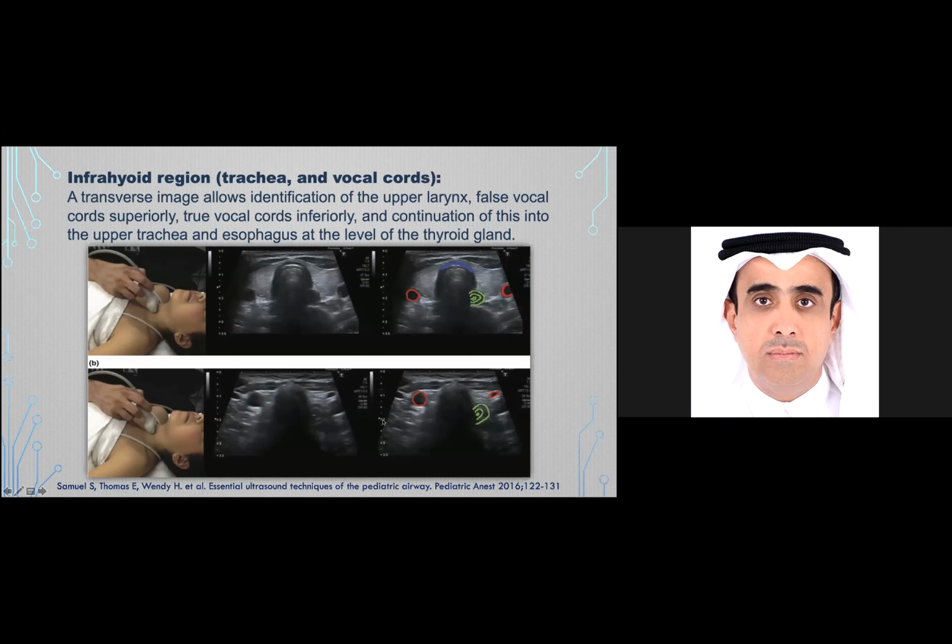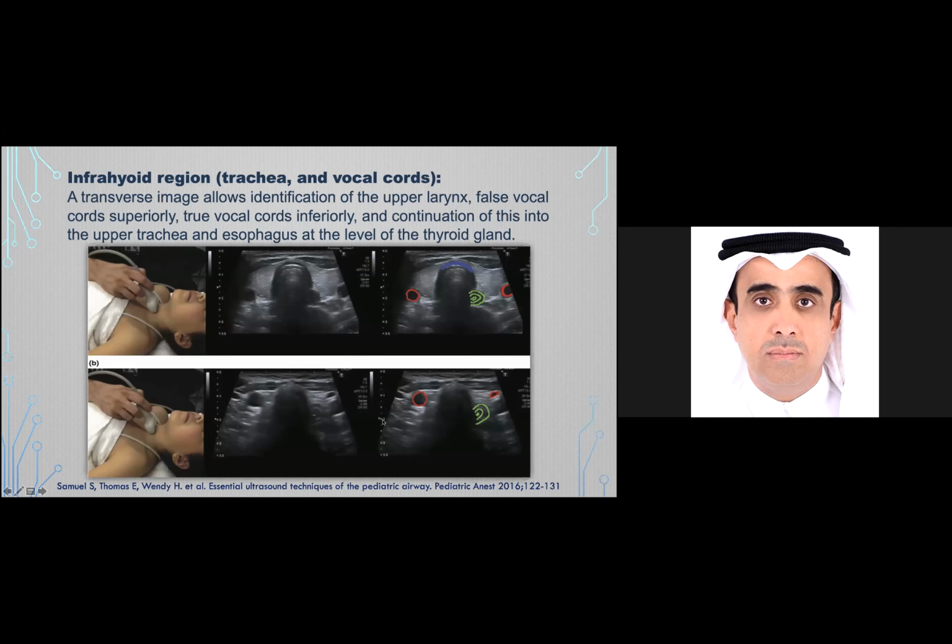As you mentioned, this is the trachea, this is the gas, and this is the artifact. We can see a line for the artifact, and this is the thyroid, and this is the internal jugular and the carotid. You can see that very clearly, and this is the thyroid gland. We can see the esophagus more lateral and going more posterior.